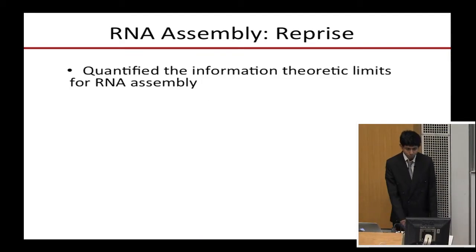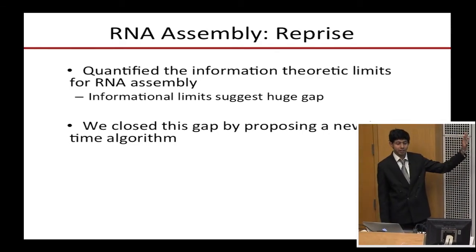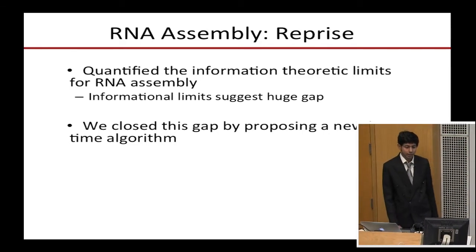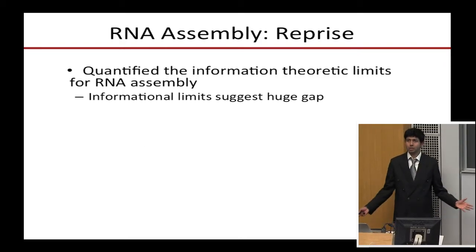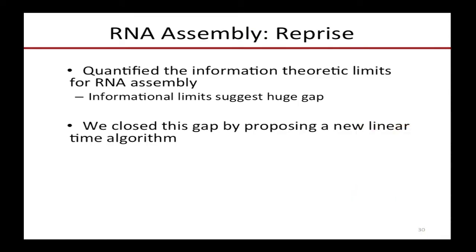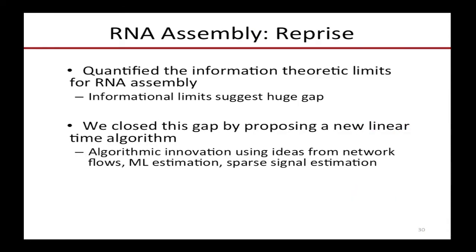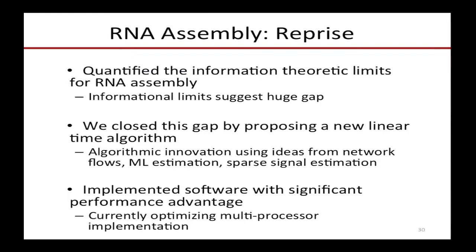OK, so here is a summary of the RNA assembly problem. We quantified the information theoretic limits for RNA assembly. And information limits suggest that there is a huge gap between existing algorithms and the theoretical limits. And we close this gap by proposing a new linear time algorithm. There is algorithmic innovation here using ideas from network flows, maximum likelihood estimation, and sparse signal recovery. And finally, we implemented software with significant performance advantage over existing state-of-the-art software.